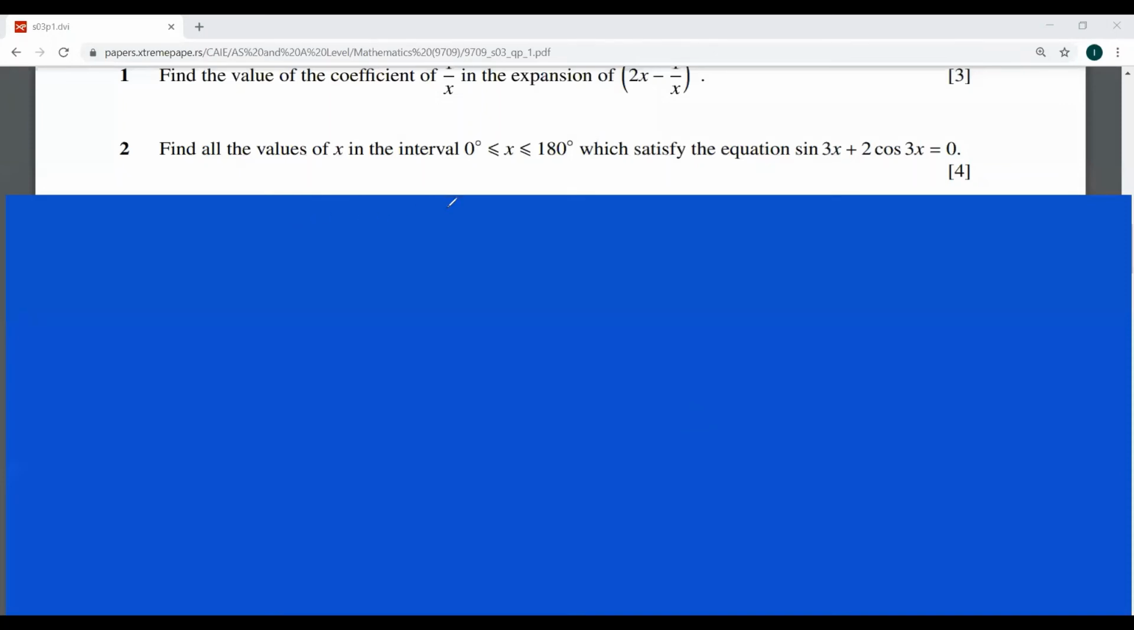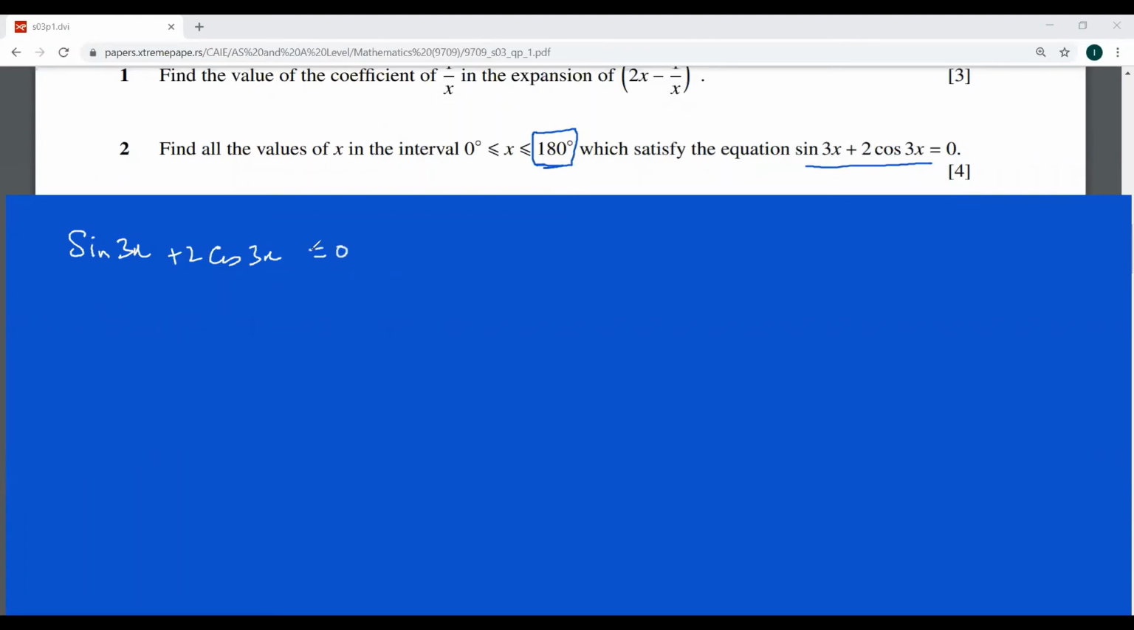This is the question from June 03, the first paper. It says find all the values of x in the interval from 0 to 180. Be aware of this 180, which satisfy this equation. Now the equation is sine 3x plus 2 cos 3x, that is equal to 0.